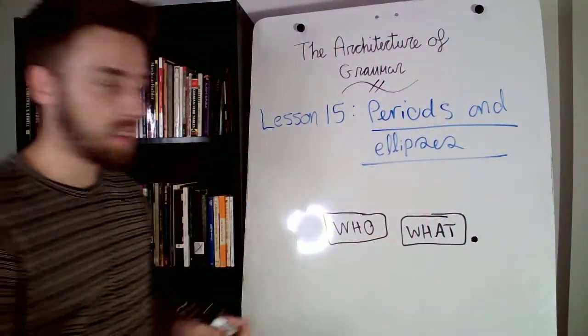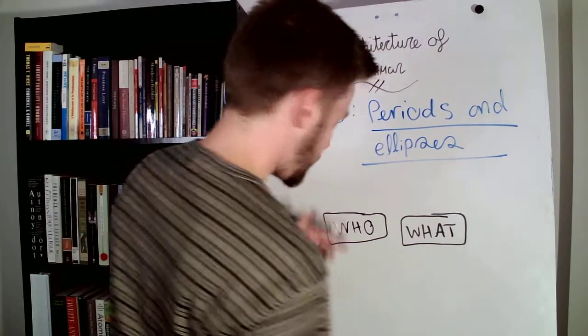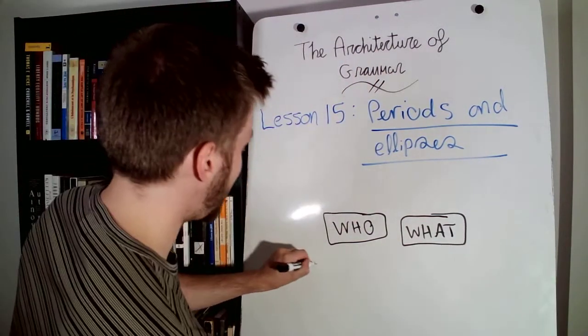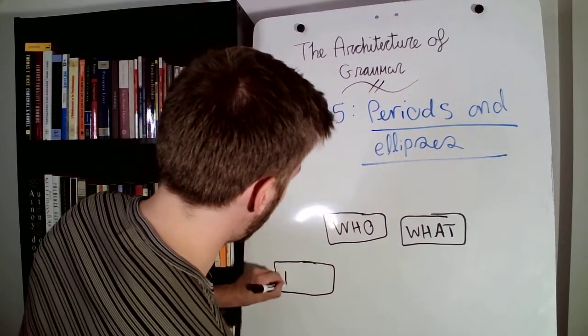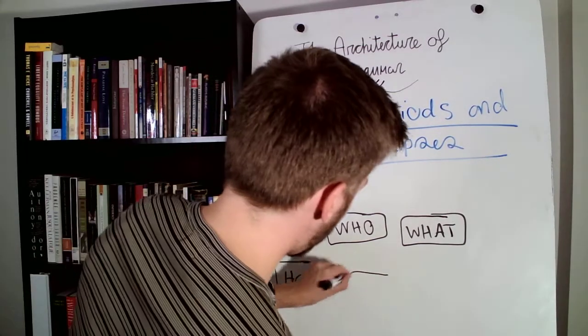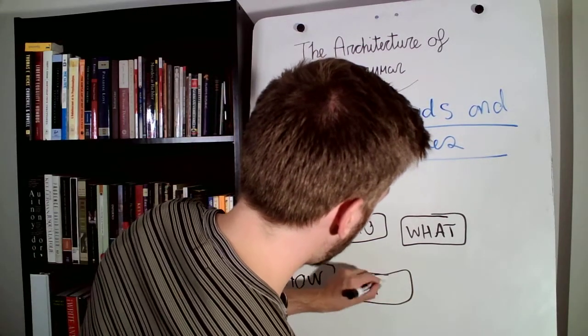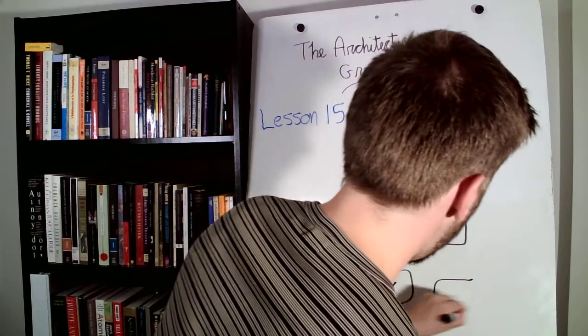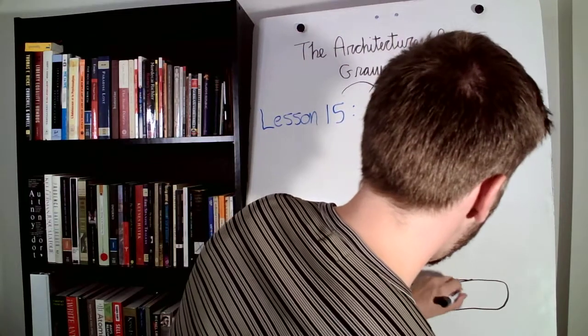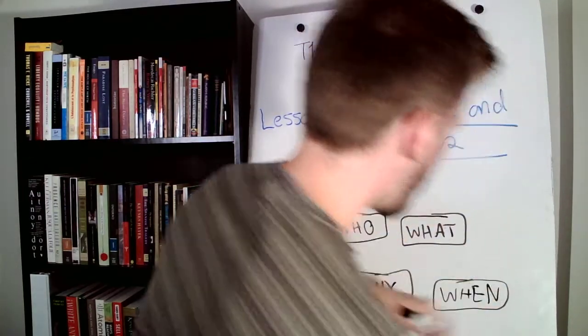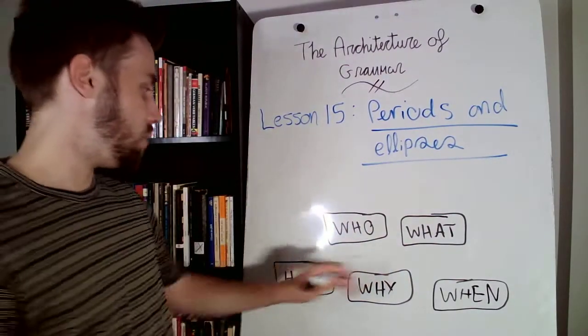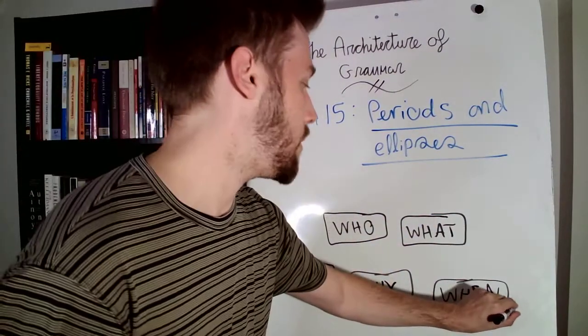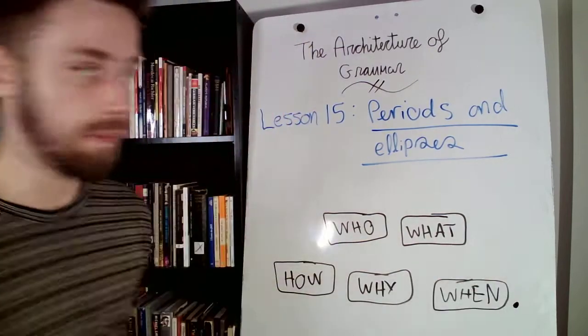Now, as we've been discussing, in a lot of cases, we have to have other elements. So we have to have the how, we have to have the why, we have to have the when, and it could go on and on and on. And whenever the sentence is finished, we put the period.